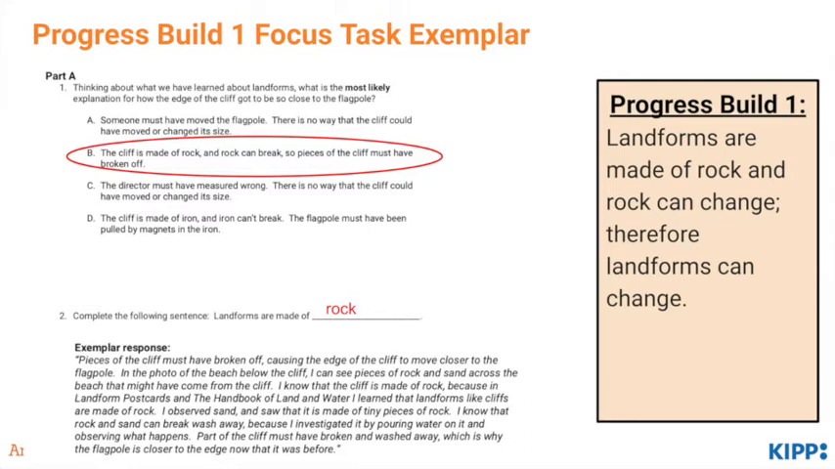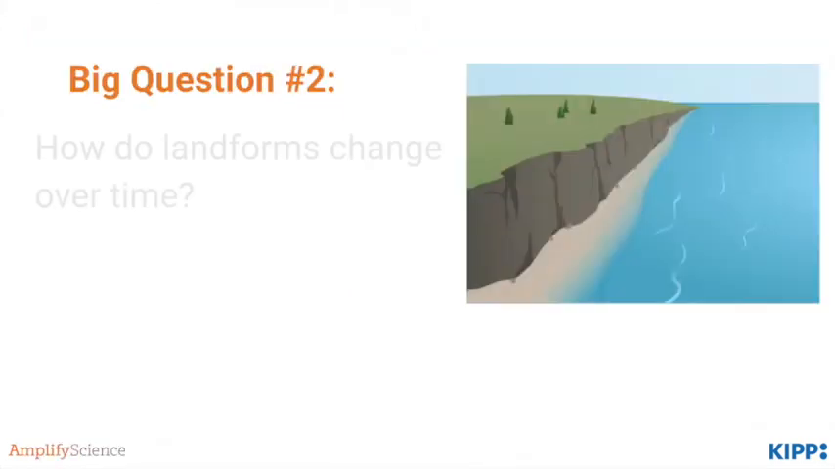And as you can see, this is assessing Progress Build 1, the idea that landforms are made of rock, rock can change, and therefore landforms can change. That's the foundation for the next 2 progress builds. On to big question number 2.